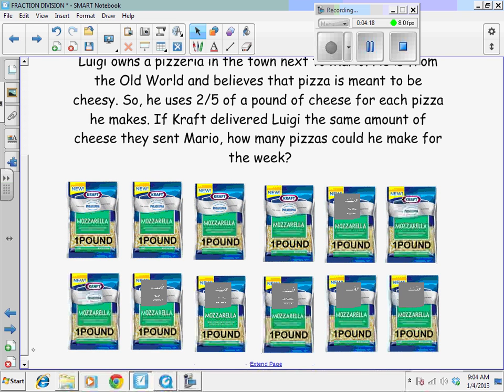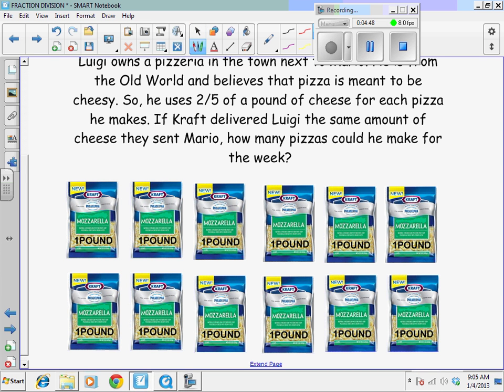All right. So, 12 pounds of cheese. How much does Luigi use for each pizza? Matt? 2/5. What does my division problem look like here? John? Take a shot, John. 12 divided by 2/5. We're going to take 12 pounds, and he's going to use 2/5 per pizza.